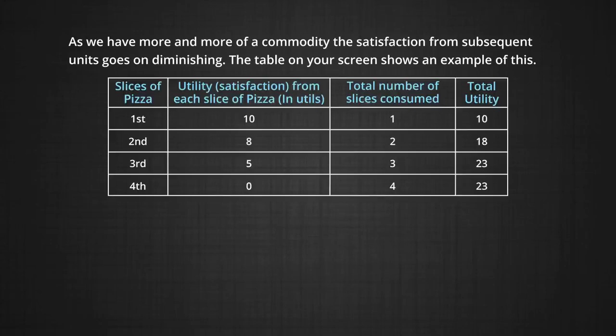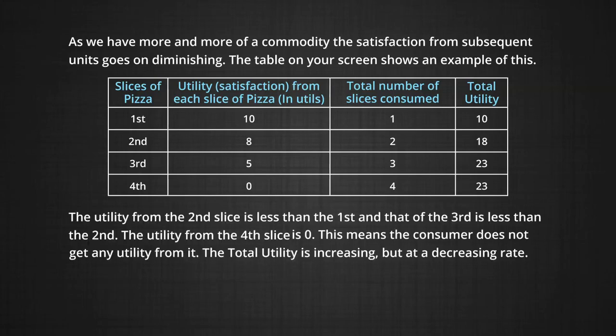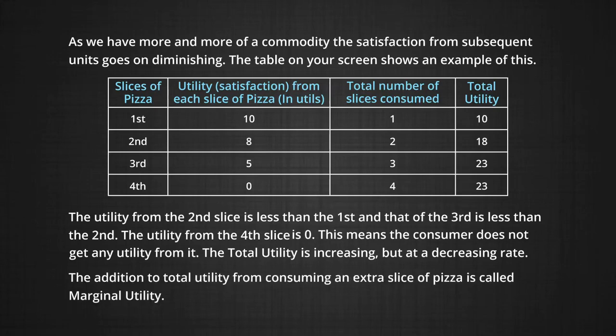The table on your screen shows an example of this. Notice the utility from the second slice is less than that from the first, and that of the third slice is even less than that of the second. The utility from the fourth slice of pizza is actually 0. This means that the consumer does not get any utility from it. The total utility is increasing, but notice that it is increasing at a decreasing rate. The addition to total utility from consuming an extra slice of pizza is called marginal utility. In other words, marginal utility is the addition to total utility for each unit increase in consumption.